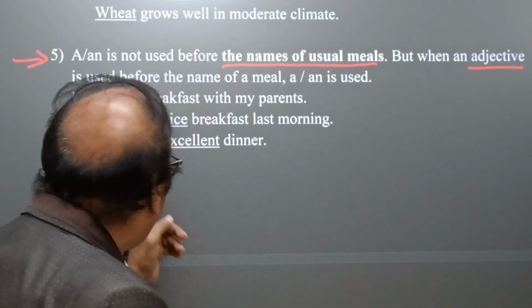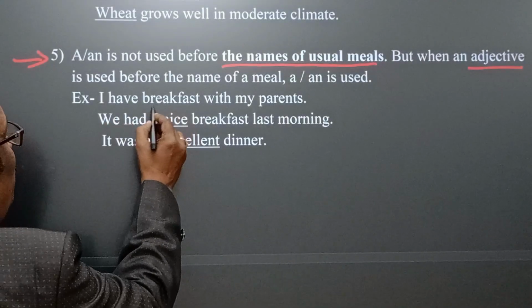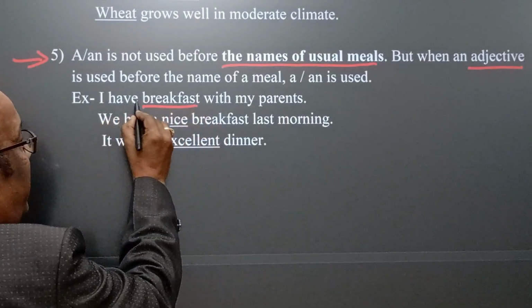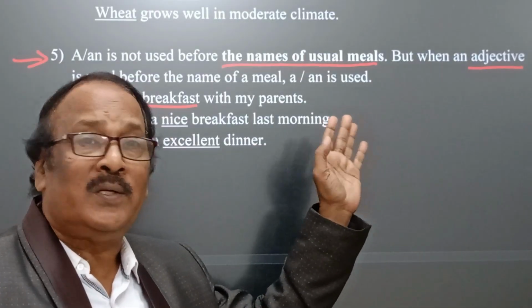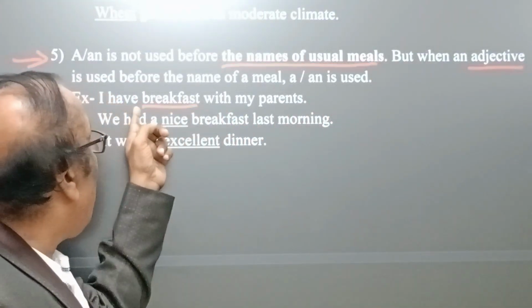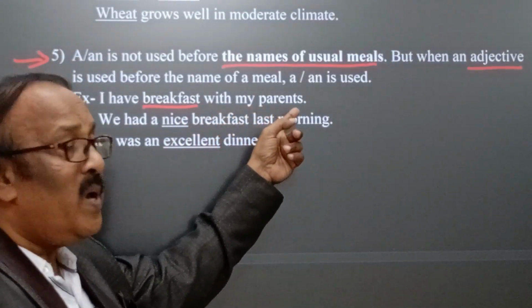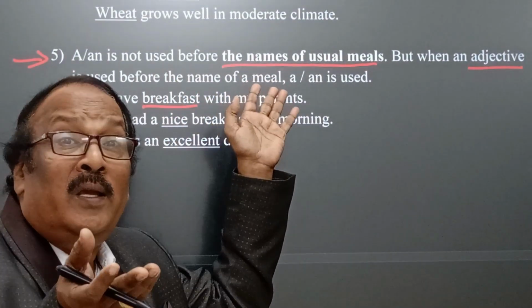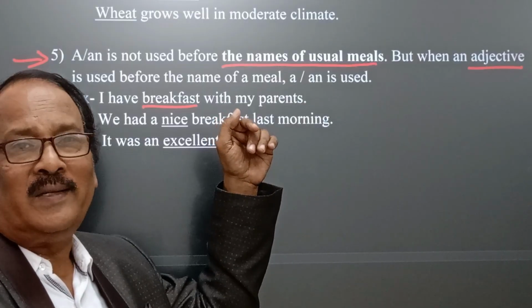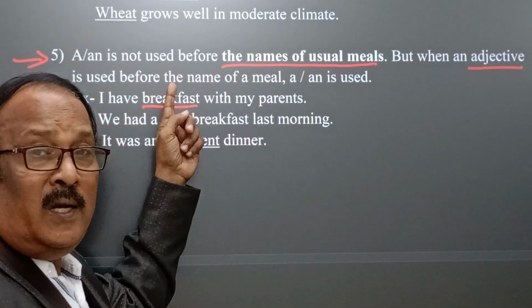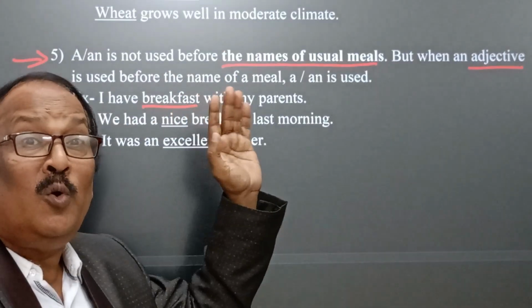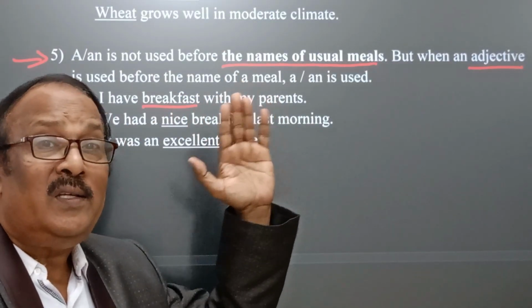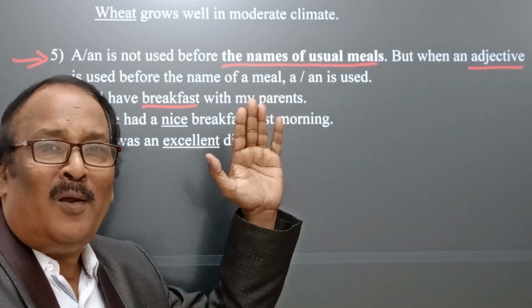Okay, how? See here we find, I have breakfast. It means I take breakfast. I have breakfast means I take breakfast. We shouldn't write I have a breakfast with my parents, because this is a usual meal, breakfast. It may be breakfast, it may be dinner or supper, whatever the matter may be. We shouldn't write a breakfast, a supper, a dinner, a lunch.